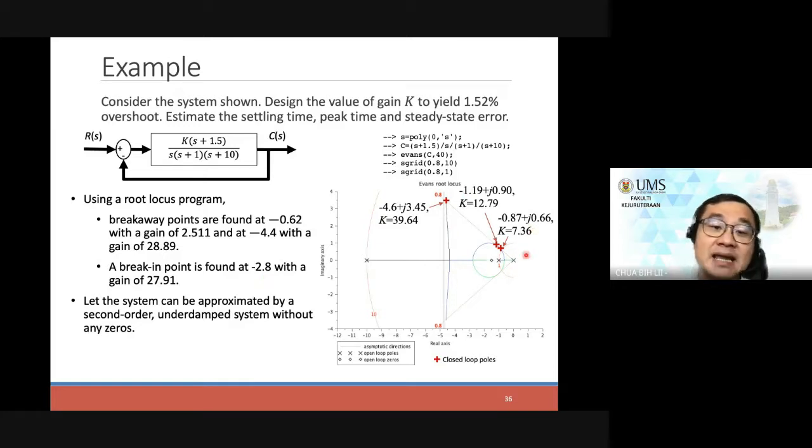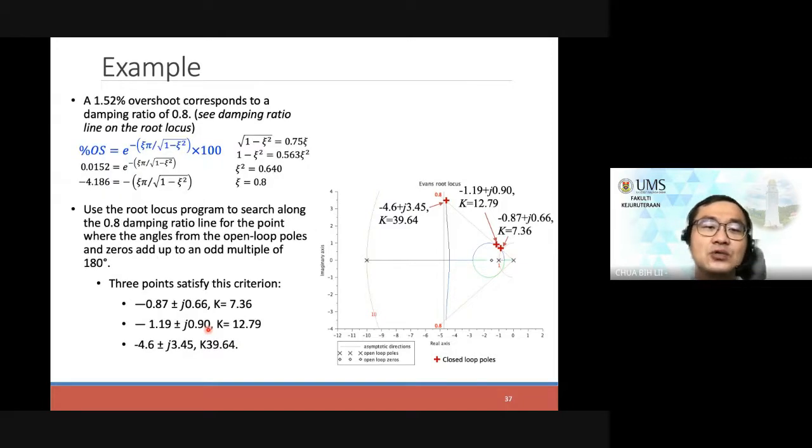Okay, we draw the line which represents the specifications. So assume that it can be approximated using the second order undamped system without zeros. So what we would do is that 1.52% overshoot is equal to 0.8 damping ratio.